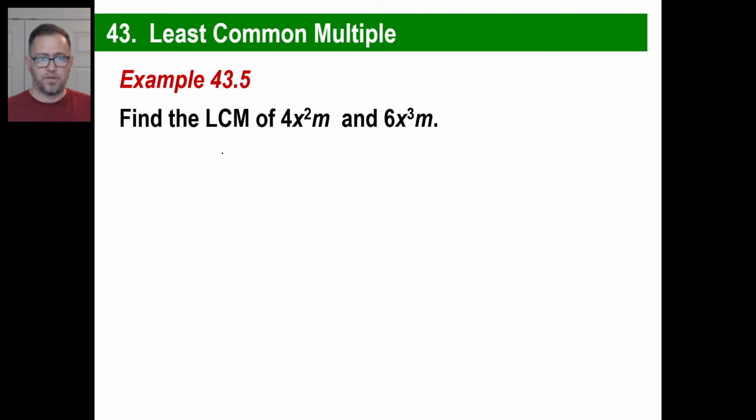Okay, I'm assuming you paused it. So 4, I'm going to go 2 times 2. X squared is X times X, and then M is just M, right? All right. 6 is 2 times 3. X cubed is X times X times X, and M is just M. All right. Which has the most 2's? That one does. That's going to be 4. Which has more 3's, as there's only 2 of them? That one does, has 3.